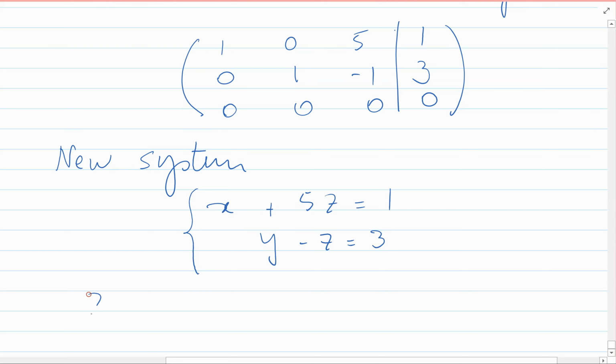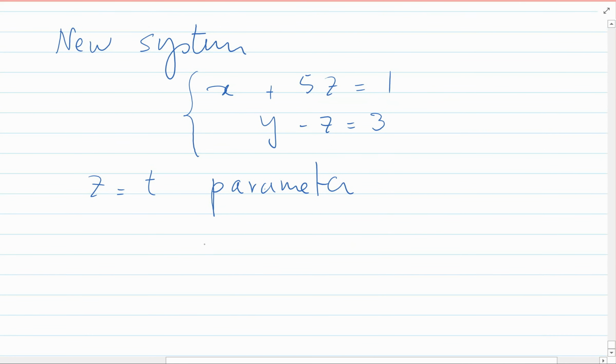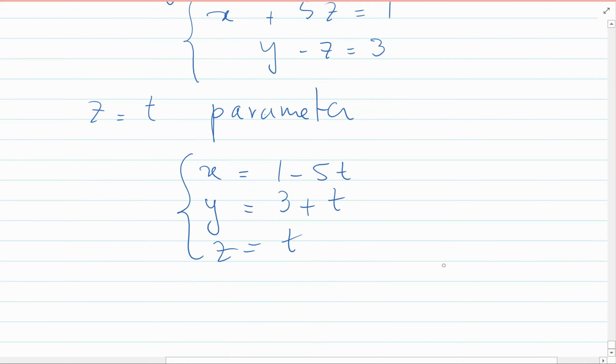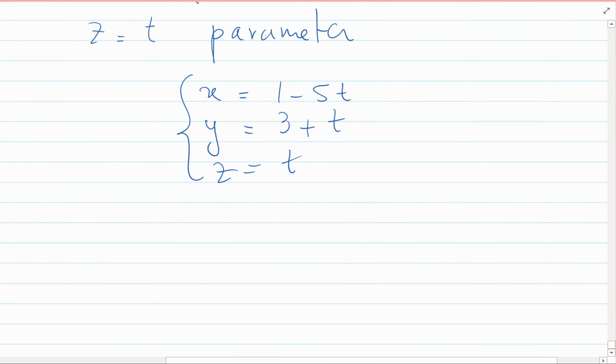Now we set the parameter to be Z. We let it float. It's a parameter, which means it can be any number. In this case, X will be 1 minus 5T, Y will be 3 plus T, and finally, Z is equal to T. You take values for T. You can take T equals 0, and you will find 1, 3, 0. And you can take T equals 1, which gives you minus 2, 4, and 1.